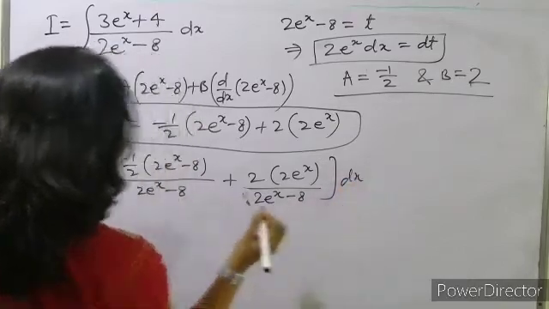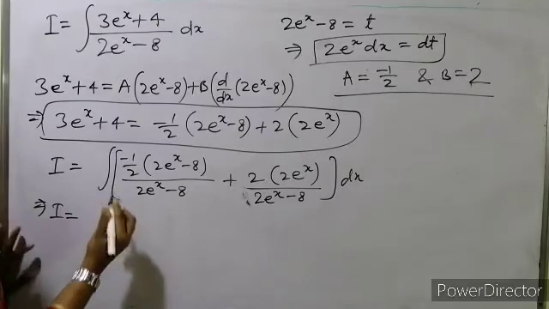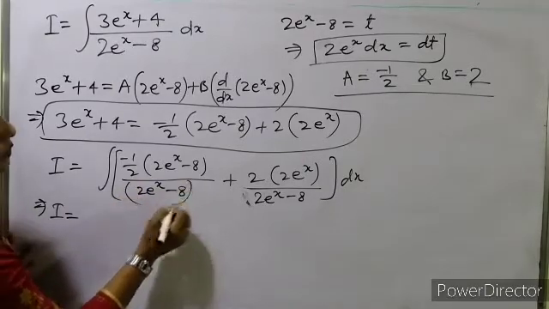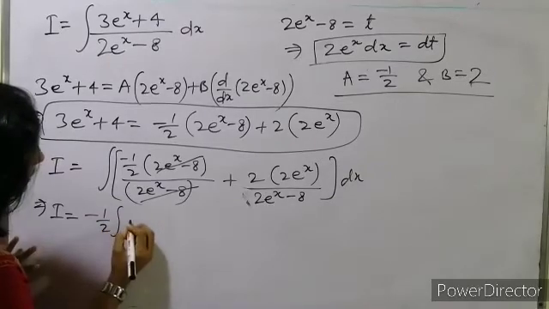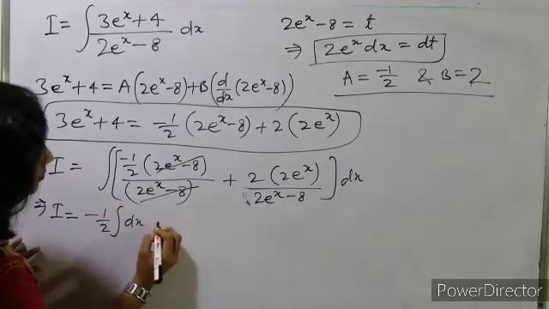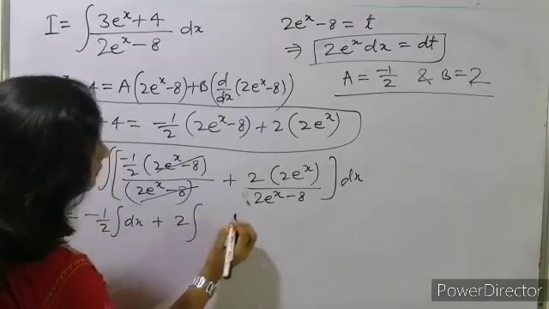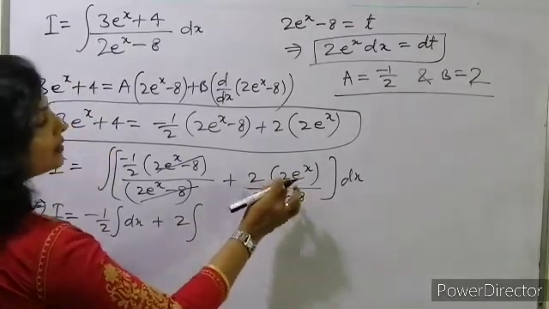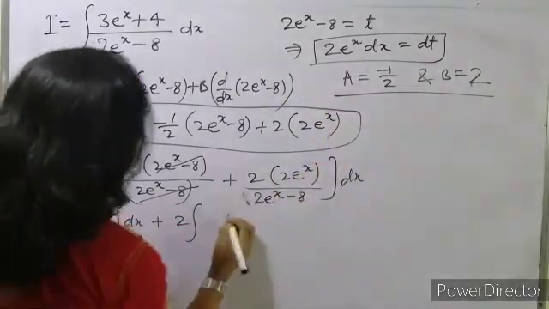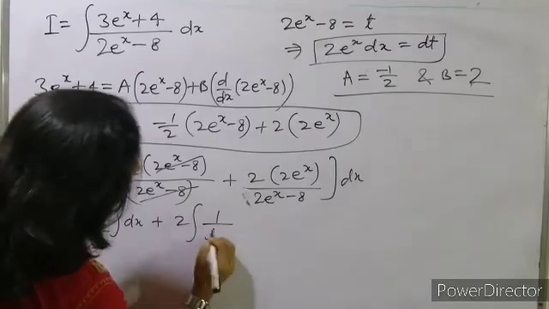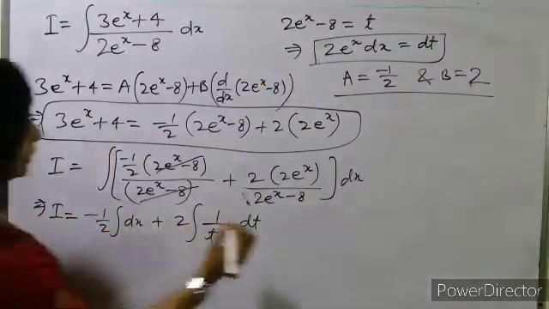And dx. So how we'll do this? I का value will be equal to minus, ये दोनों हम कट कर सकते हैं, right? So what value will get -1/2 dx plus 2, and when we integrate this, e to the power x dx is equal to dt. So 1/t dt. This is equal to t. Okay.